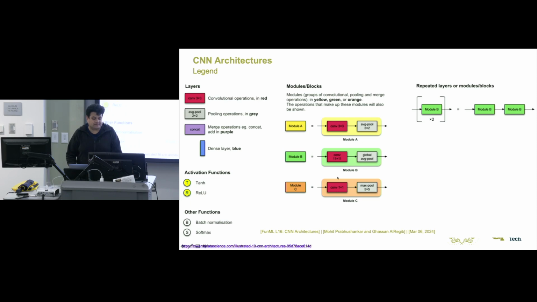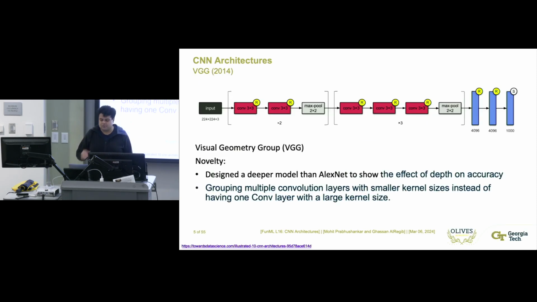Then softmax layer. The repeated blocks are also quite important because we'll see this quite a bit. So whenever you see this kind of a square bracket multiplied by 2 or 3 times, that means that anything within the square bracket is going to be repeated that number of times. All right, with that, let's come to VGG architecture.